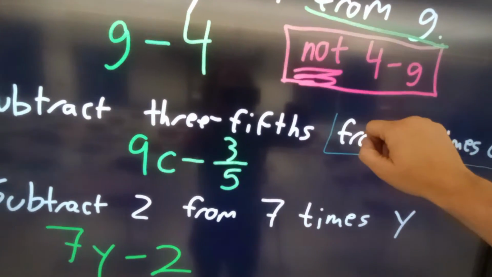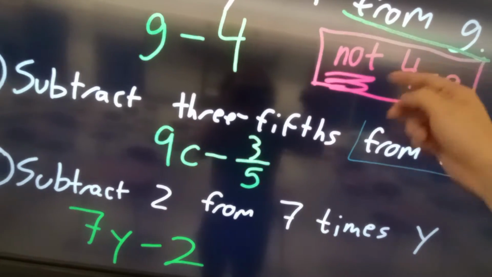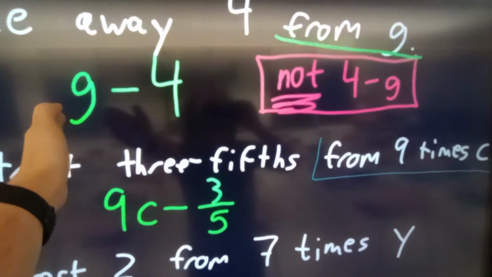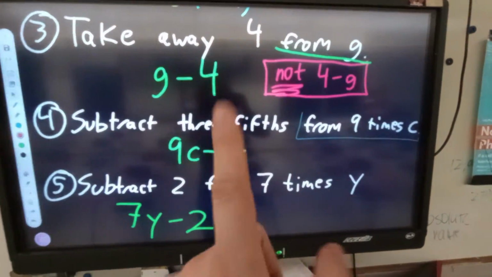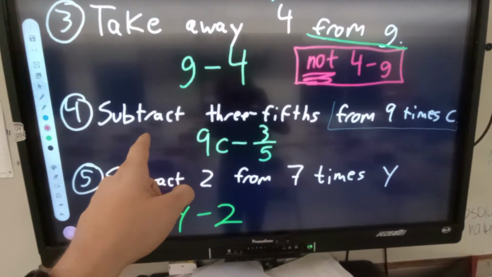This is backwards, okay? Just imagine what if G equaled 5. This would be 5 minus 4, and this would be 4 minus 5. Those do not equal the same thing. Order matters when it comes to subtraction.